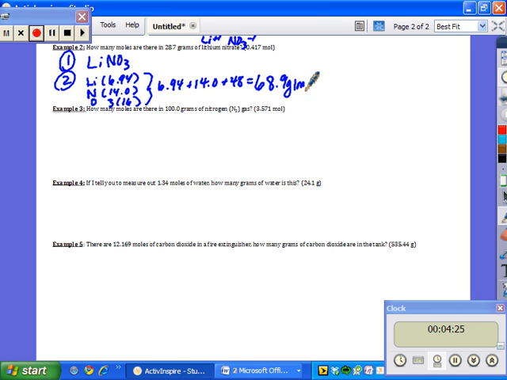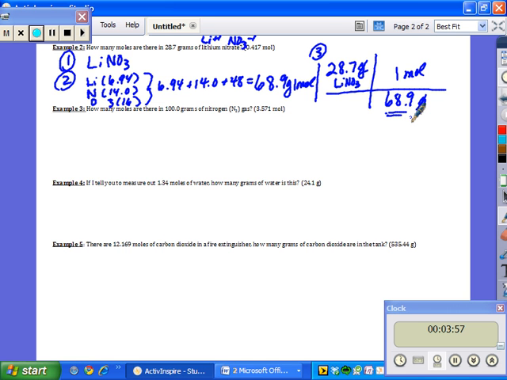Okay, step 3, set up our DA equation. I start with what's given, 28.7 grams of lithium nitrate. I know the equivalence factor is 68.9 grams equals 1 mole. So ask yourself, if I had a mole, it would be 68.9 grams. Because I only have 28.7 grams, I know I have much less than a mole. In fact, I have less than half, and I should have 0.417 moles.